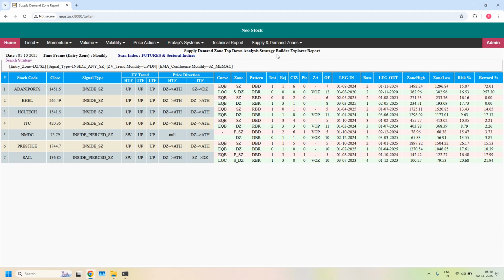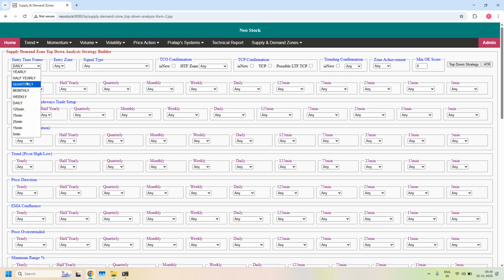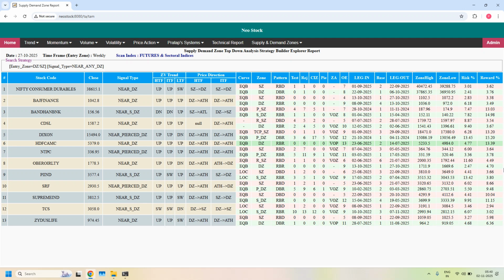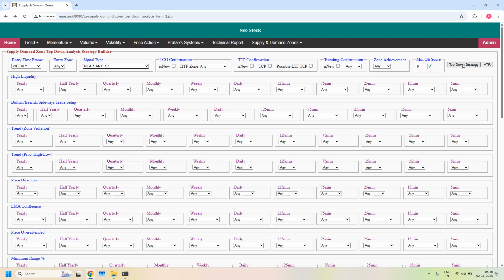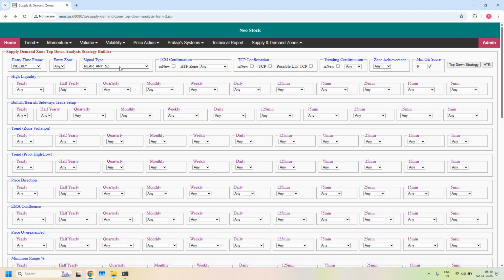Okay, next time frame is weekly. Stocks near weekly demand zone, we got 13 stocks. Next, stocks near to the weekly supply zone. We got 3 stocks. Next, price closed inside the weekly demand zone.